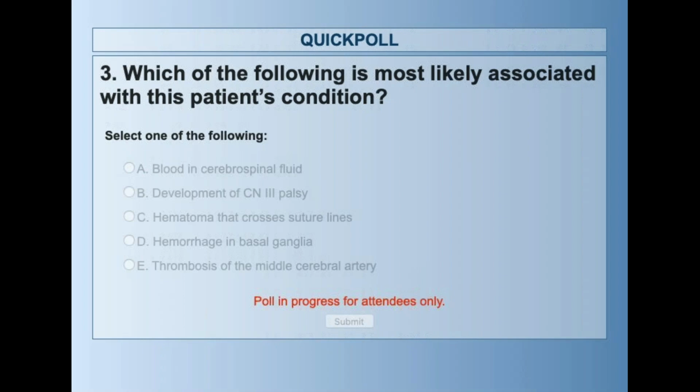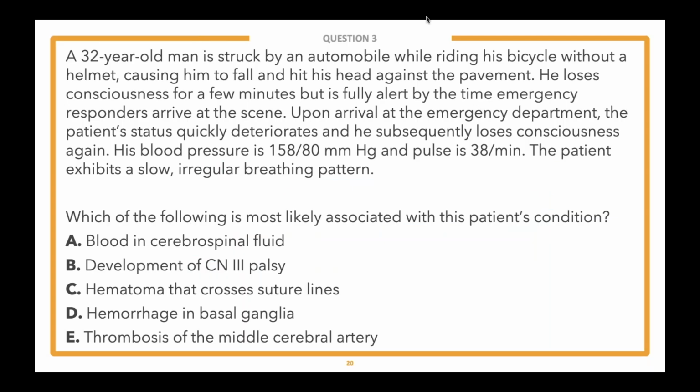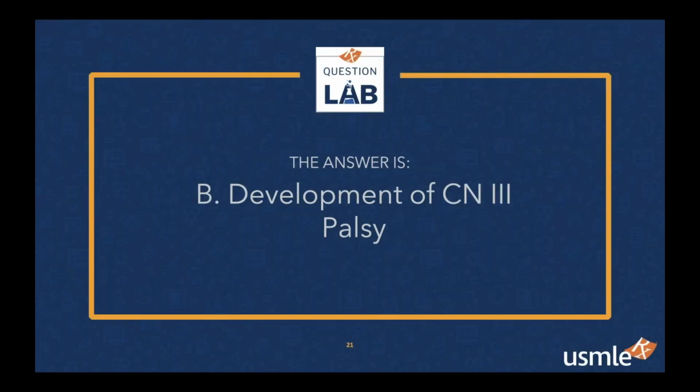Excellent. All right, well, it's the moment of truth. Let's see what you guys picked. Looks like C was number 1 with 39% of you guys picking hematoma that crosses suture lines. And in second place was B, development of cranial nerve 3 palsy. So let's see what the correct answer is and how many of you guys got it right. Correct answer is B, development of cranial nerve 3 palsy, and 27% of you guys got it right.